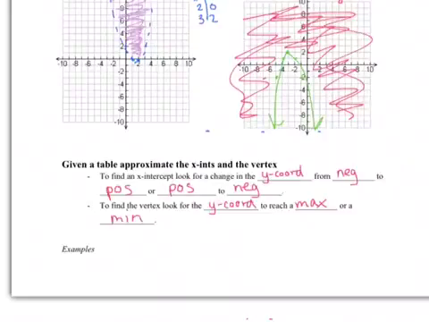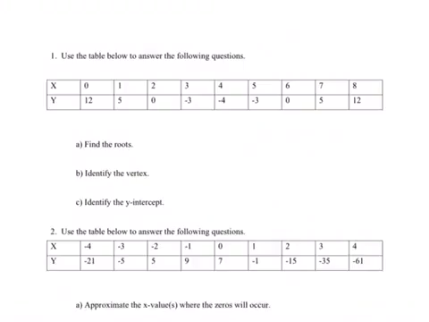Alright, so let me show you some examples. It says, use the table below to answer the following questions. Remember, the first thing I'm looking for is a change in sign for the y-coordinate. That's what's going to give me the root, or in other words, the x-intercepts. If I look closely at this table, I know what the roots are because roots happen when y is 0. So the roots for this problem are very clear. They're at (2, 0) and (6, 0).